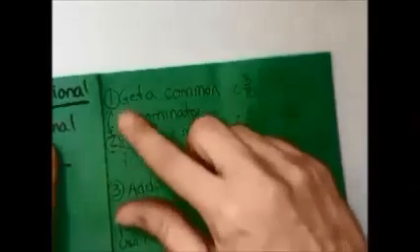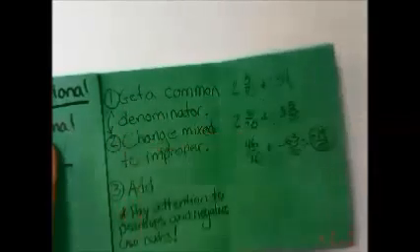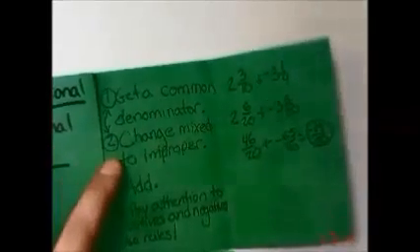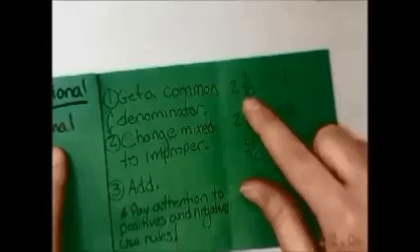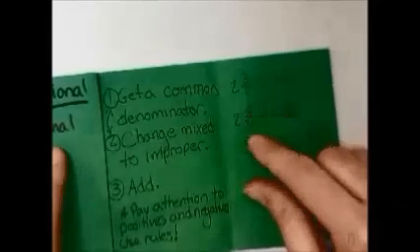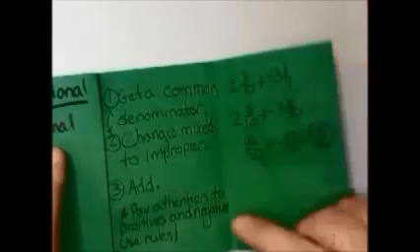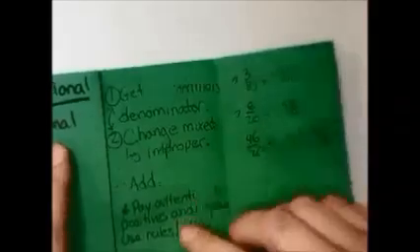Okay? Now, the reason why there's an arrow between step 1 and 2 is because you could actually do step 2 first. It really doesn't matter which order you do these two. I could have changed this into an improper fraction first and then got a common denominator next. So either way is fine. You're going to end up with the same answer.